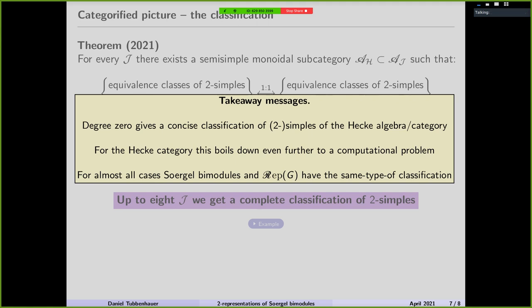So the big beast, there's a smaller one, and you can just do the calculation for this one, and the small one is always something well known, up to something like three exceptions in an infinite number of times. So it basically gives you a complete classification of simples and categorifies Lusztig's original classification theorem from the middle of the 80s.